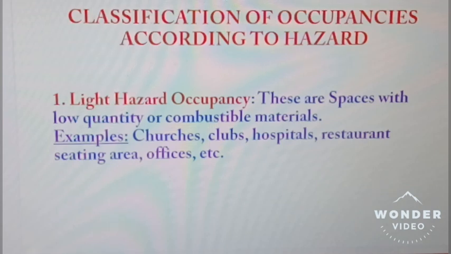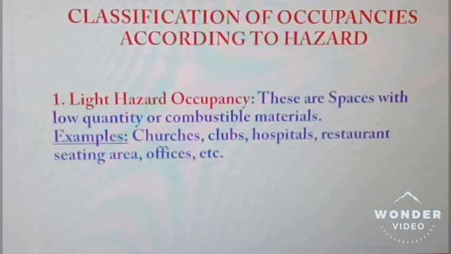Classification of occupancies according to hazard. 1. Light hazard occupancy. These are spaces with low quantity of combustible materials. Examples: churches, clubs, hospitals, restaurants, sitting area, offices, etc.